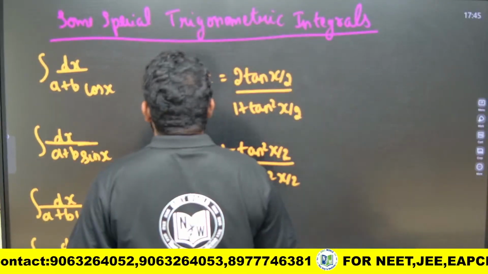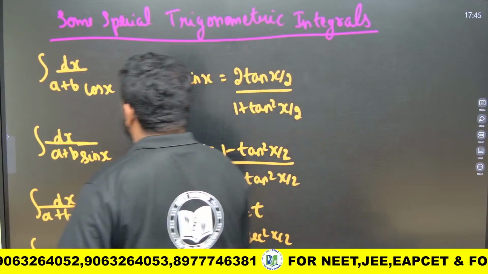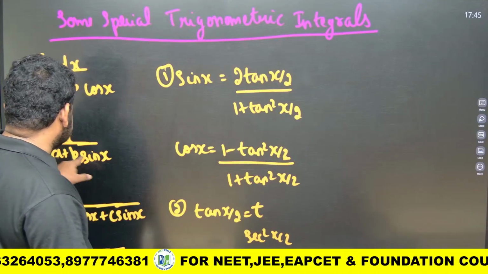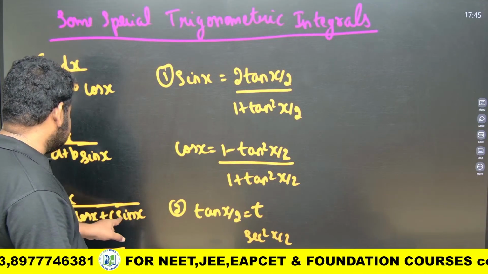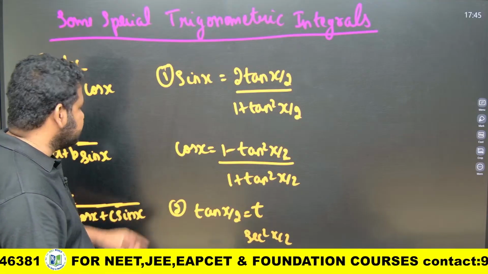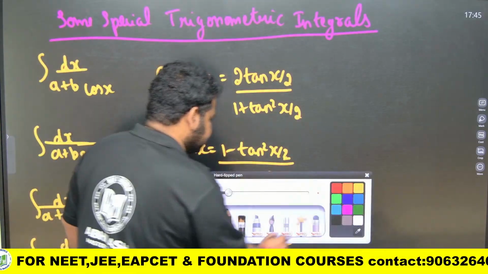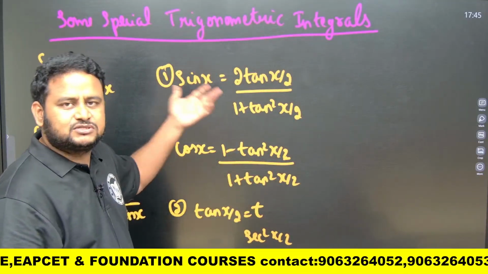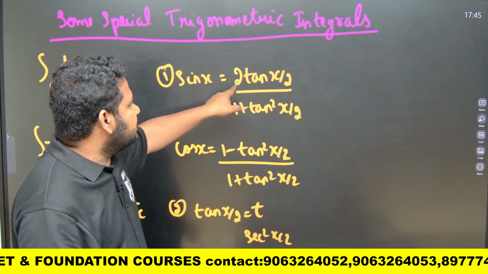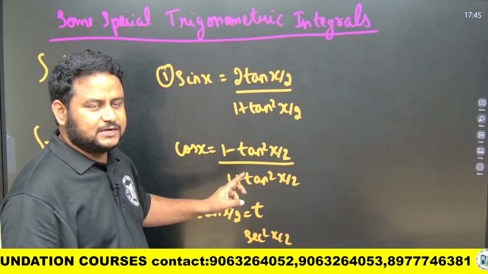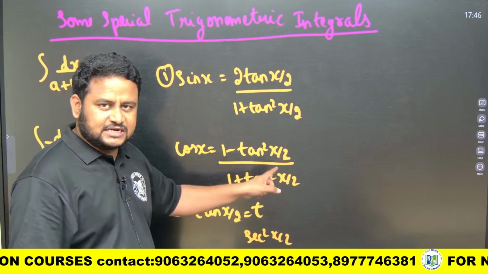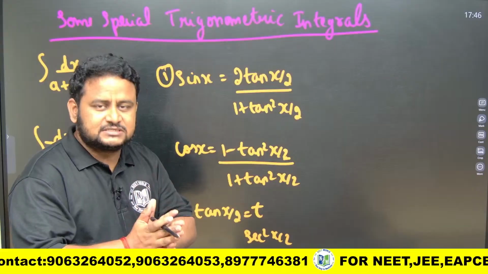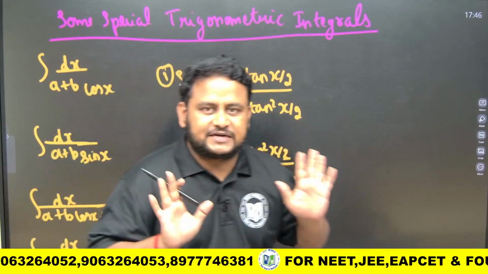Now, special trigonometric integrals. If they give the integral of 1 by (a plus b cos x), 1 by (a plus b sin x), or 1 by (a plus b cos x plus c sin x), in such questions what should we do? Whenever sin x is given, use the half angle formula in terms of tan, that is 2 tan(x/2) by 1 plus tan square(x/2). If it is cos, put 1 minus tan square(x/2) by 1 plus tan square(x/2). Use the half angle formulas of sin and cos in terms of tan. Got it?